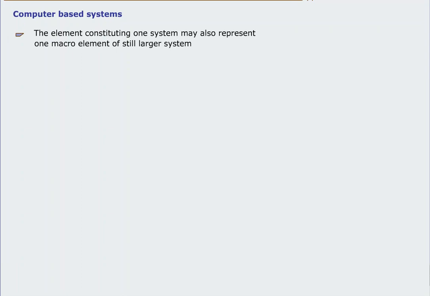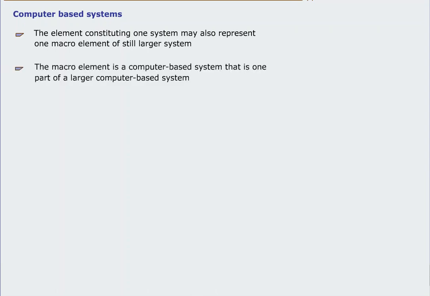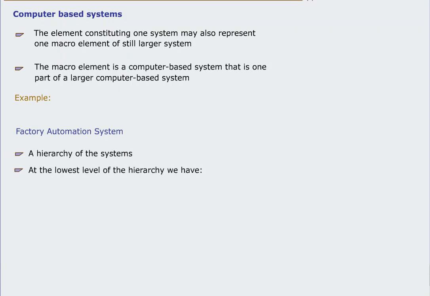A property of computer-based systems is that the elements constituting one system may also represent one macro element of a still larger system. The macro element is a computer-based system that is one part of a larger computer-based system. As an example, we consider a factory automation system that is essentially a hierarchy of systems. At the lowest level of the hierarchy, we have a numerical control machine, robots, and data entry devices. Each is a computer-based system in its own right.